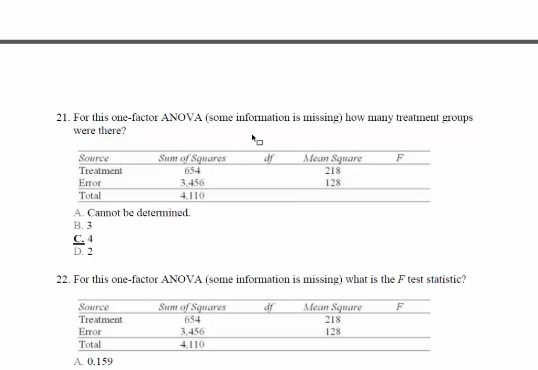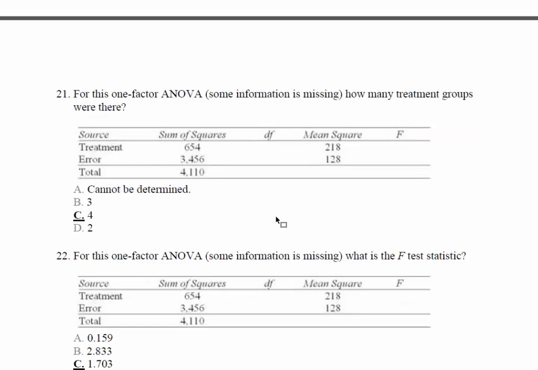For this one factor ANOVA, some information is missing. How many treatment groups were there? How do you find out the number of treatment groups? You know the sum of square, this is between treatment groups. Between groups treatment here, the sum of square is 641. Mean square is 218. But we don't know the degrees of freedom. How many groups? We don't know the number of groups, right?